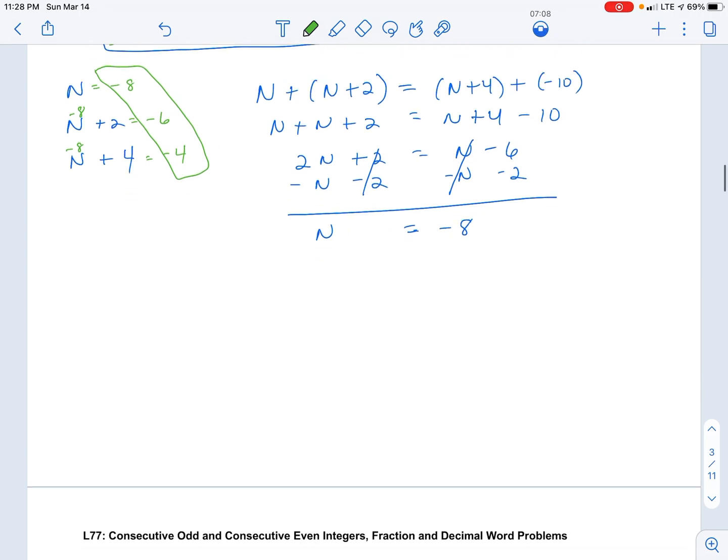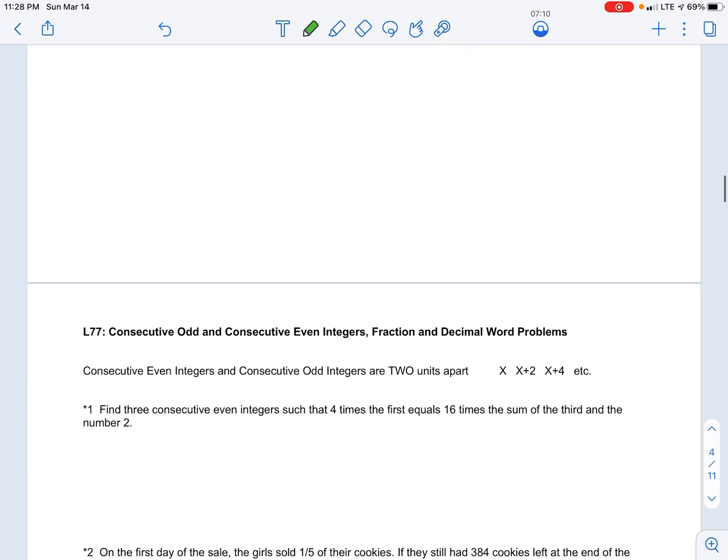Let's look at another one here. See if I have room to write this. Actually, I'm going to add another sheet of paper here.